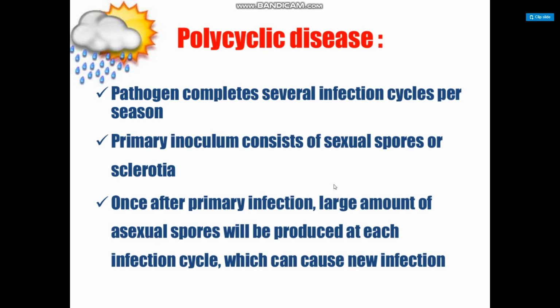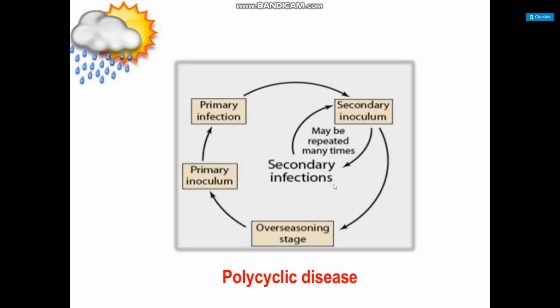The second one is polycyclic disease. The pathogen completes several infection cycles per season. Primary inoculum consists of sexual spores or sclerotia. Once primary infection has occurred, a large amount of asexual spores is produced at each infection cycle, which can cause a new infection cycle.